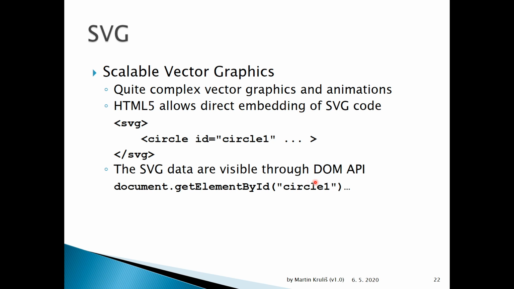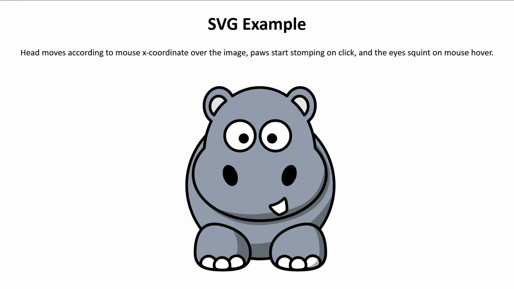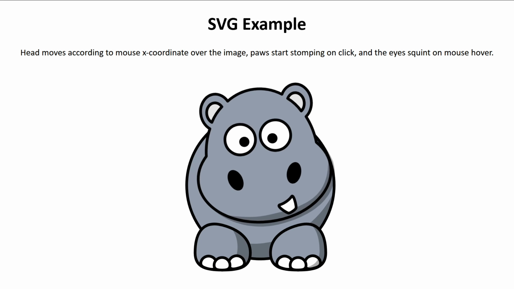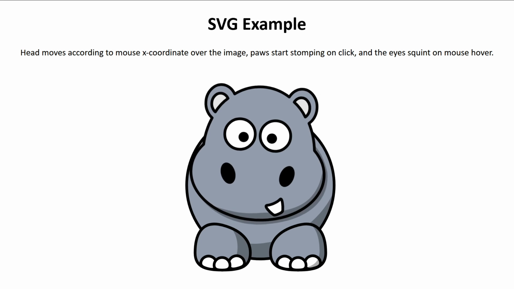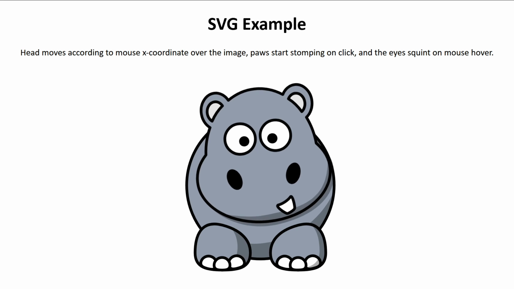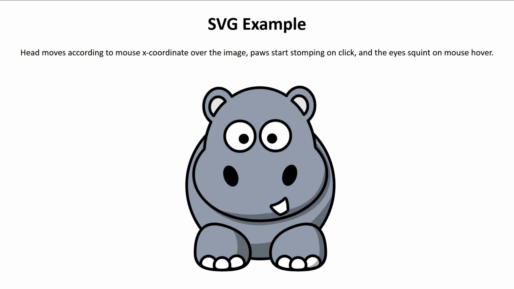So for instance, we can access the nodes inside the SVG document and we can modify them. We can also use cascading style sheets to manipulate these elements, so we can combine SVG components and cascading style sheets to create animations. This is an example of a simple SVG image embedded directly in an HTML document, and I'm using JavaScript to modify it slightly based on several events. For instance, if I move the mouse cursor to the left or right, the head is rotated using cascading style sheets to the left and right.